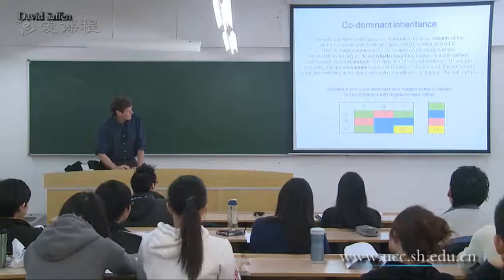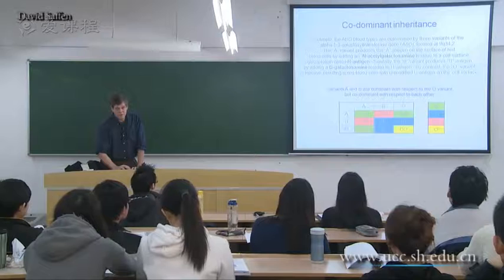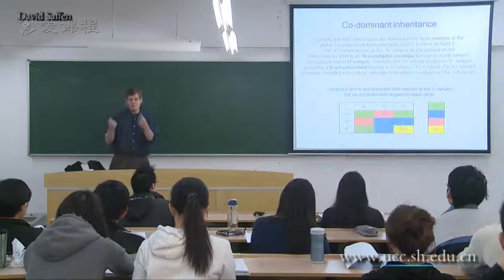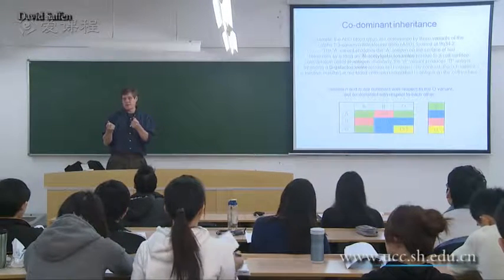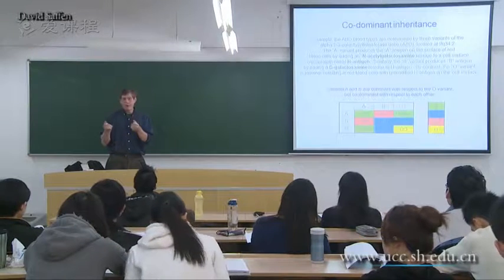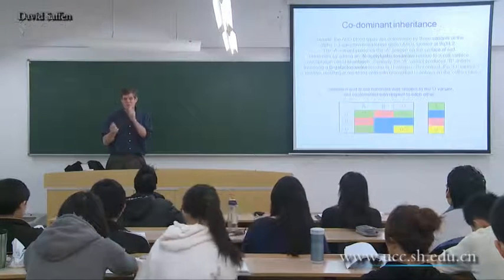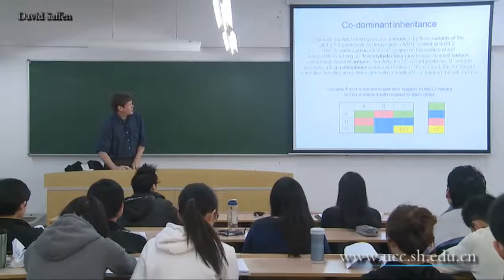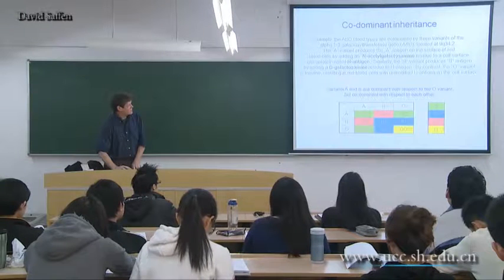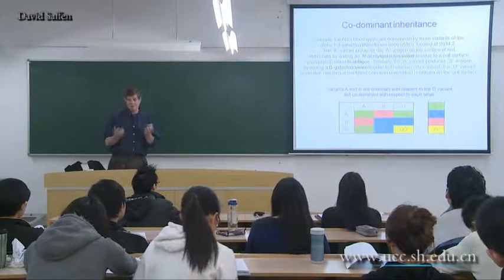But A and B are codominant with each other, right? So if you're expressing both forms of this enzyme, they both are active. And so your red blood cells are covered with H antigen. And some of it has this attached and some of it has this attached. So this is an example of codominance.